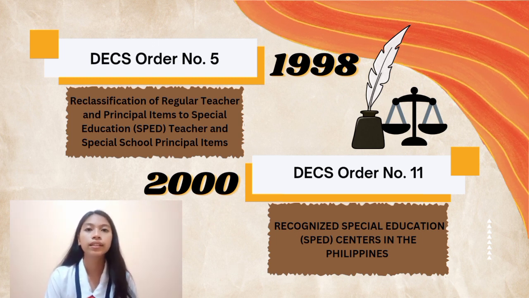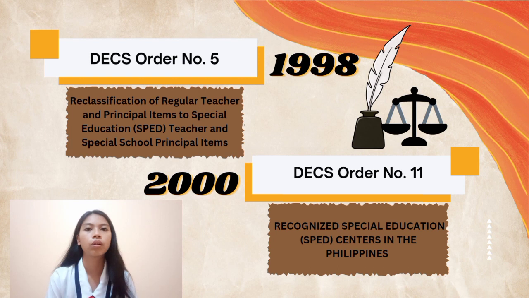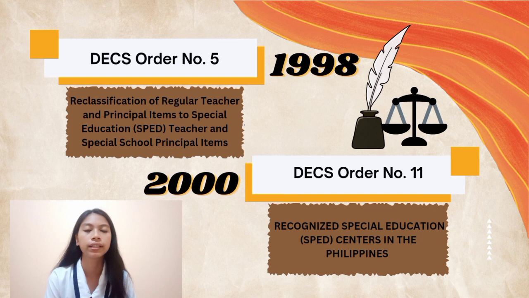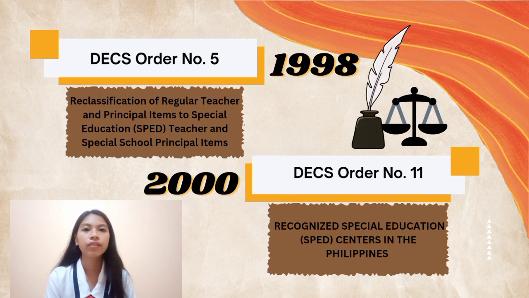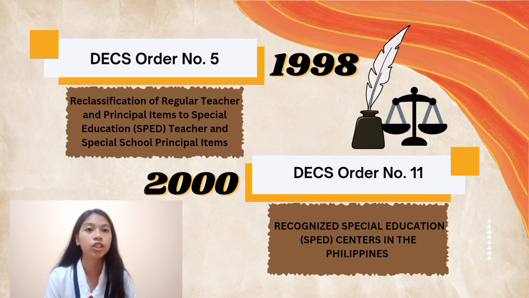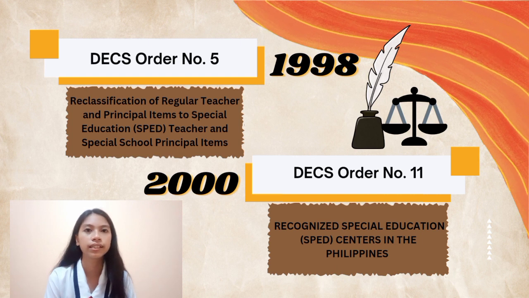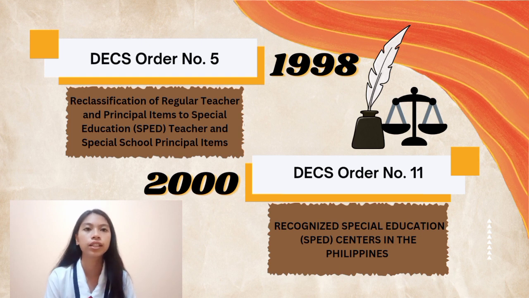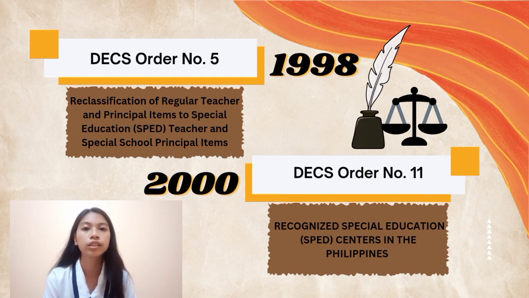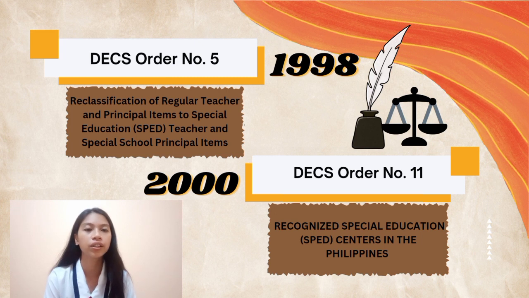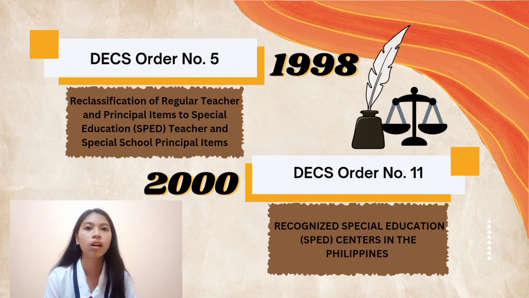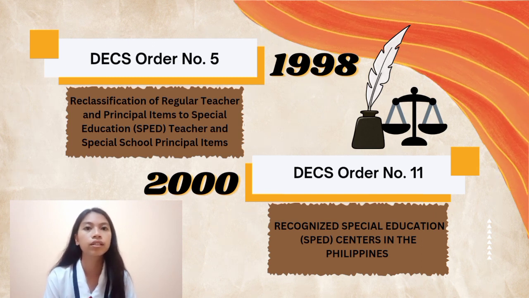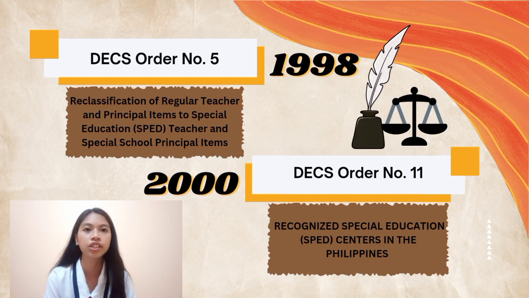So let's move on to DepEd Order number 11, series of 2000, entitled Recognized Special Education or SPED Centers in the Philippines. The establishment of this center aims to provide access to basic education among children with special needs. The center shall also function as a resource center for inclusive education, which shall support children with special needs integrated in regular schools, assist in the conduct of school-based in-service training, produce appropriate teaching materials, and conduct continuous assessment of children with special needs.